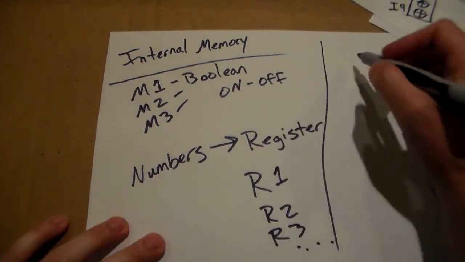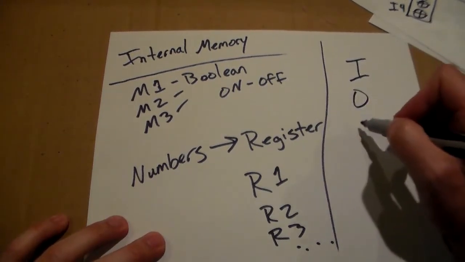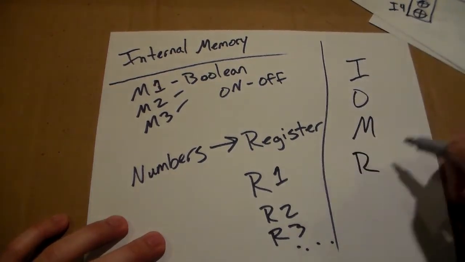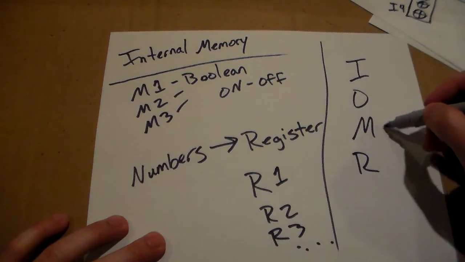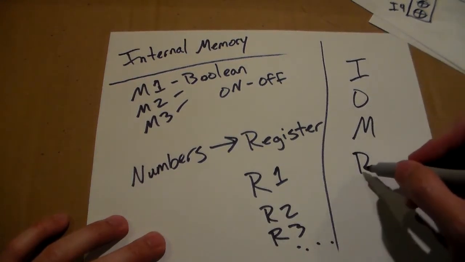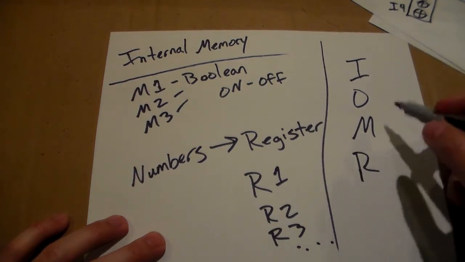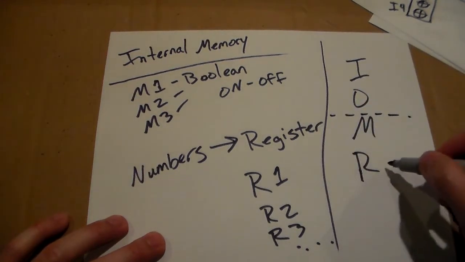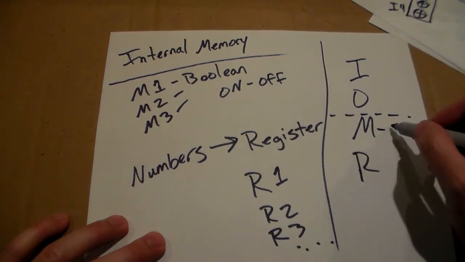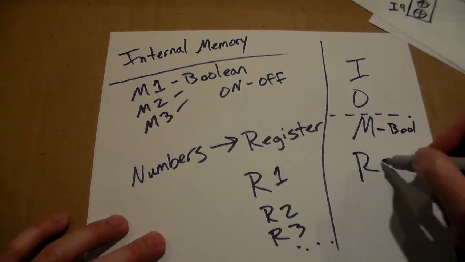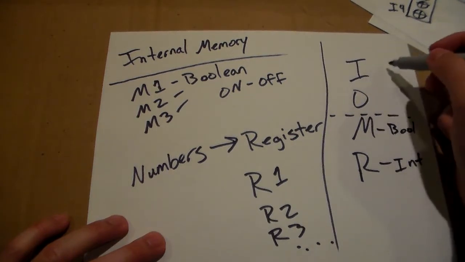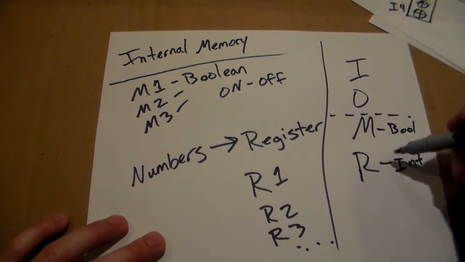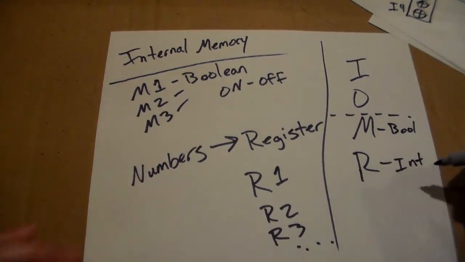So just to recap, we got I's, O's, M's, R's. Inputs, outputs, Boolean memory, and R's are numbers that are internal memory as well, right? But it's not Boolean, so we'll just say it's an integer. Above the line here, inputs and outputs, you can touch them. Below the line, internal memory, can't touch. Just resides inside the PLC.